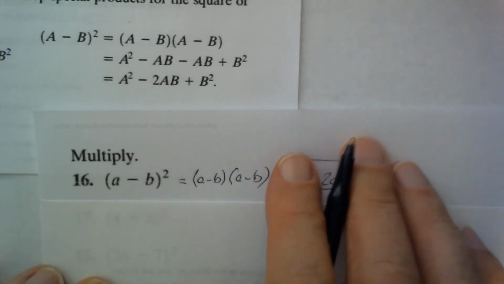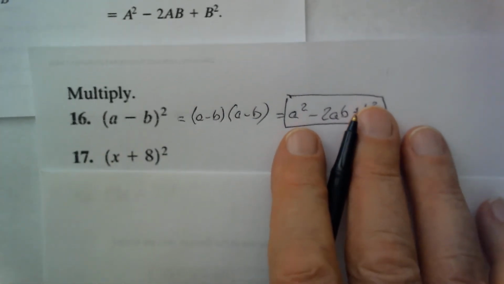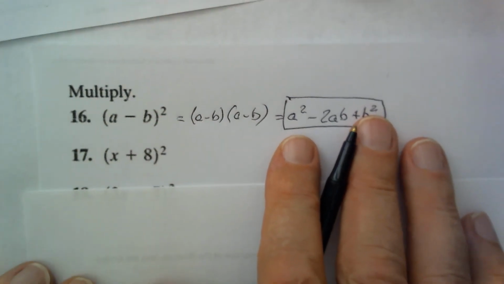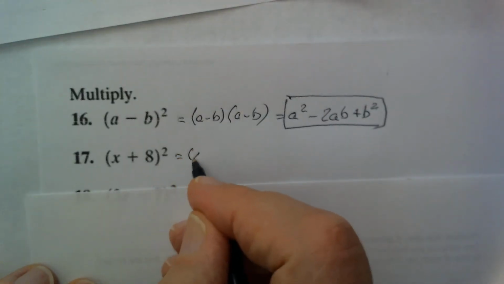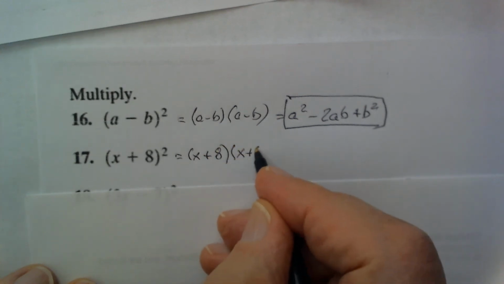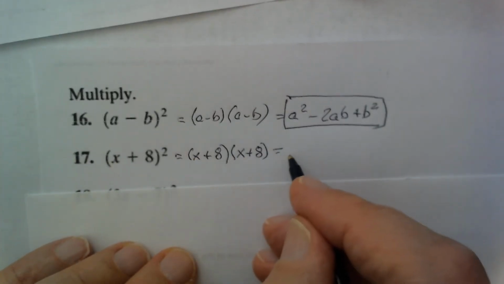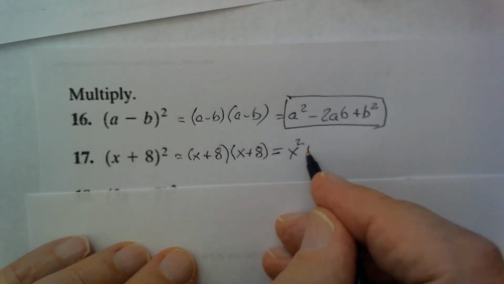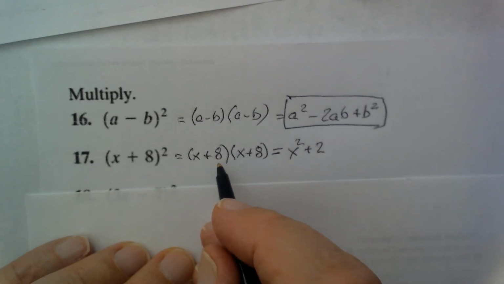So that's one example. And in number 17, we have the problem of x plus 8 quantity squared. So that means x plus 8 times x plus 8. That's what it means. So we know it's equal to the first term squared. In this case, we don't have a, but we have x, so it'd be x squared, plus 2 times the first term times the second term, 2 times a times b.